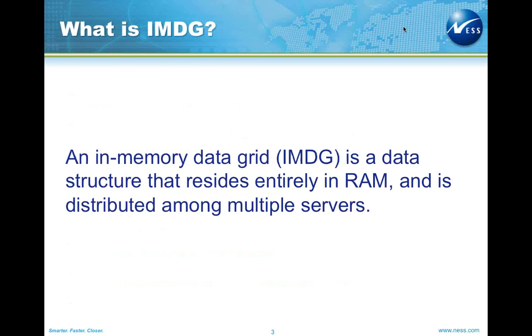So what is an IMDG? The key words here are being in memory and a grid. Basically, it's a data structure that resides entirely in the RAM, and at the same time, it is distributed across multiple servers. So the in-memory data grid does not access data directly from the disk. This way, it enables higher throughput and lower latency.